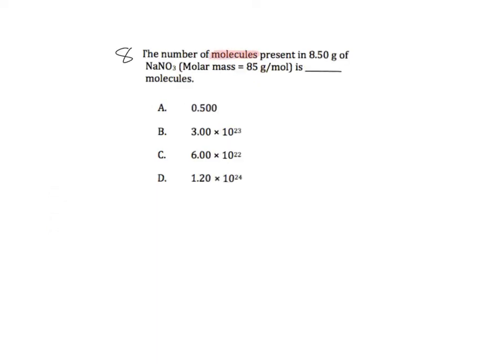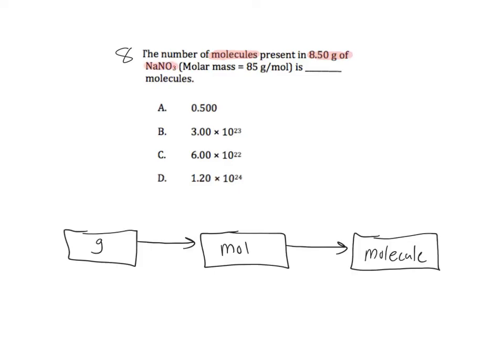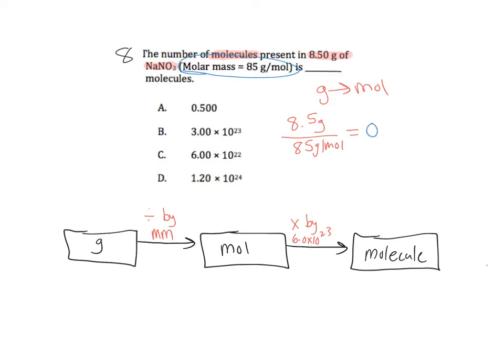Determine the number of molecules in 8.5 grams of NaNO3. Remember the mole map? We have to go first from gram to mole, then mole to molecule. To go from gram to mole, divide by molar mass. Then to go from mole to molecule, multiply by Avogadro. First, let's change gram to mole. Notice that the molar mass is given in the question. So 8.5 over 85 is 0.1 mole.